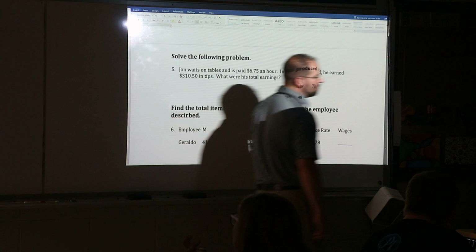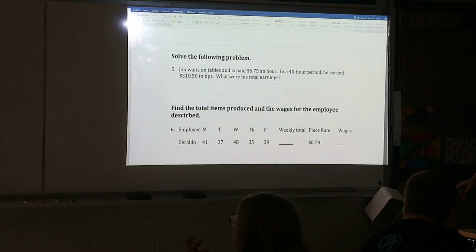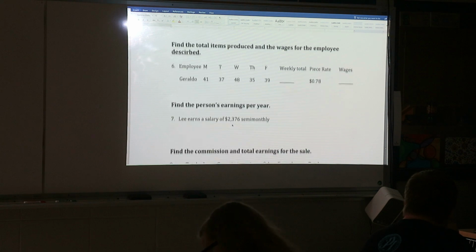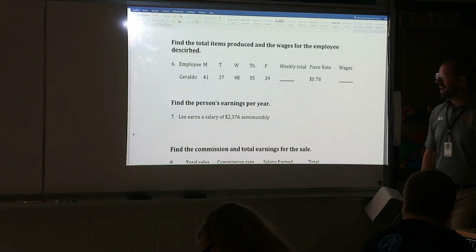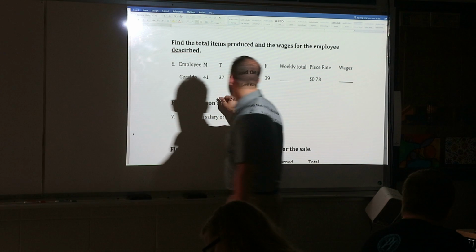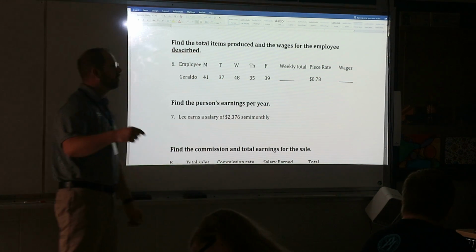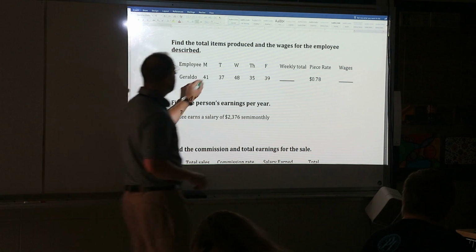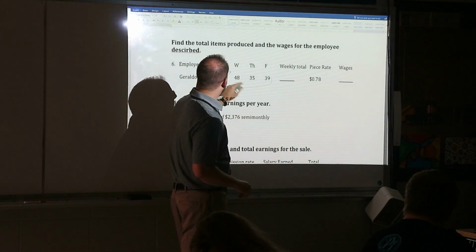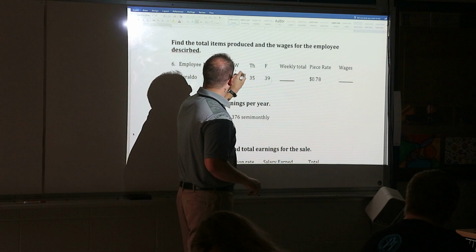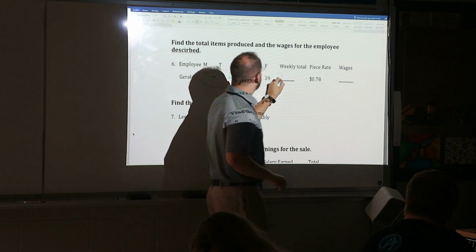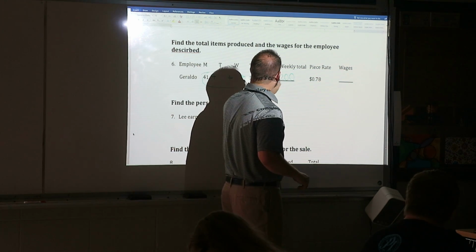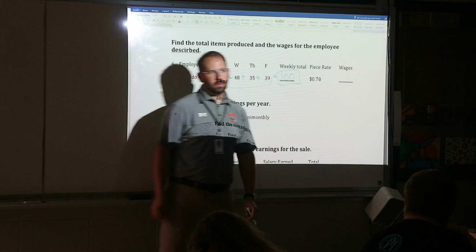So this employee is making so much money per item produced. So Geraldo here is making a bunch of items. He's making 41, 37, 48, 35, and 39 items per week. What I would do first, add those numbers up to figure out your total that you're going to make. So just add these together. 200. 200 even? So you made 200 items in that week.